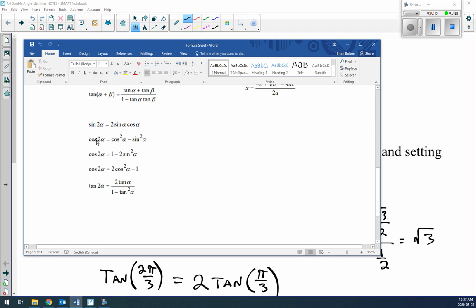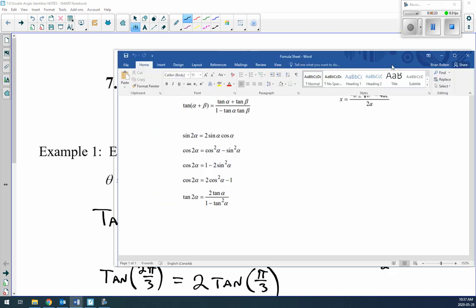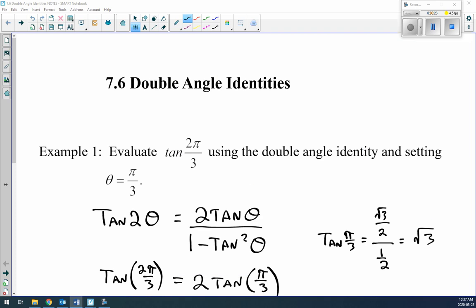Sine 2 alpha, cosine. Wow, there's 3 cosine ones because you can use different ones, and then there's 1 tan. So sine and tan are really easy because you only have one formula to pick from. But cosine, you have 3, and all 3 will work depending on what you have. Okay, so let's look here.